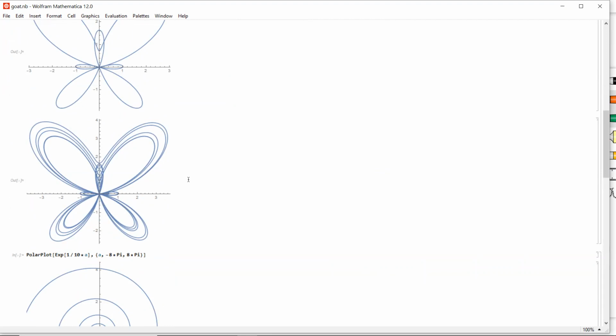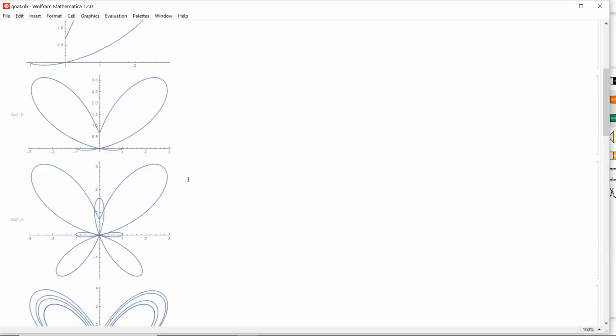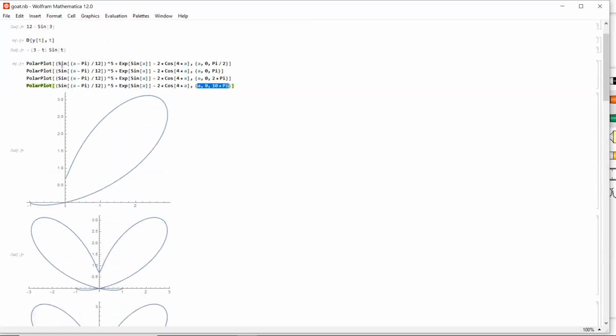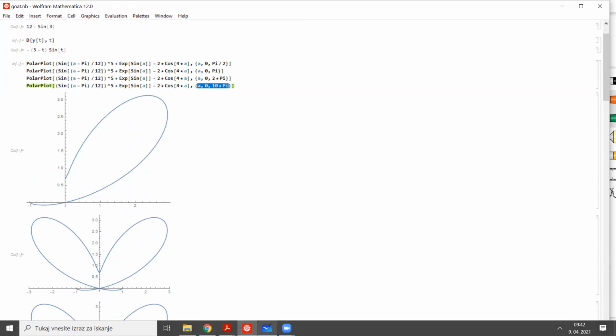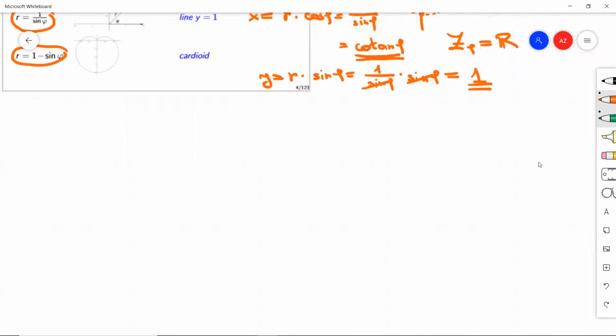Okay, and we can also compute lengths of curves. If we are given the curve in the polar form, we can easily compute the length. From last time, you can recall, what was the length of the curve? The length of the curve given in the parametric form was, just let me write this down.